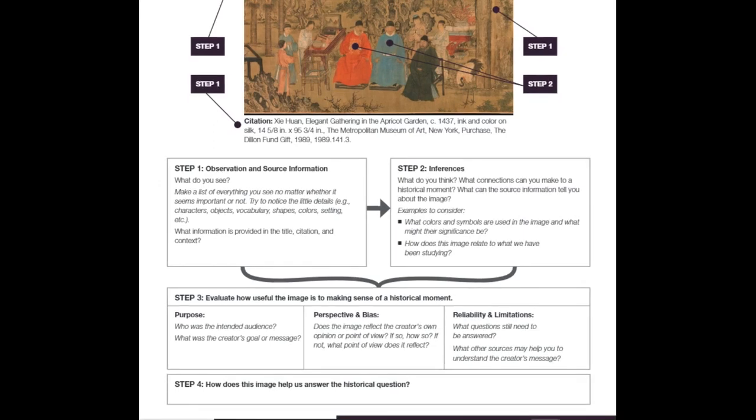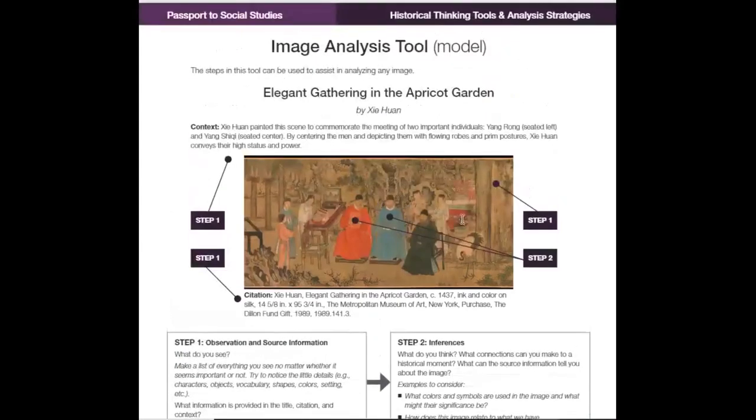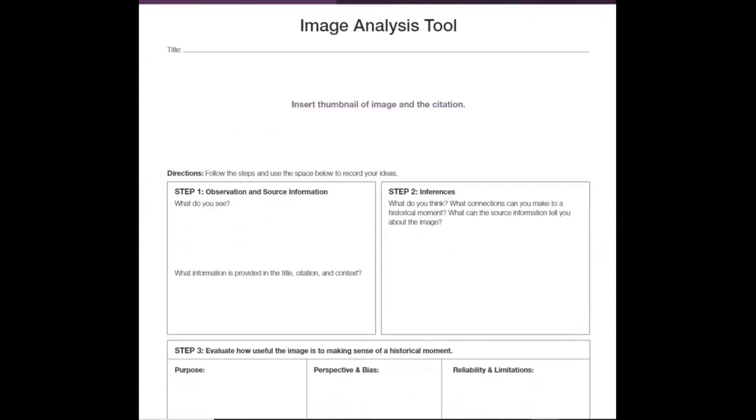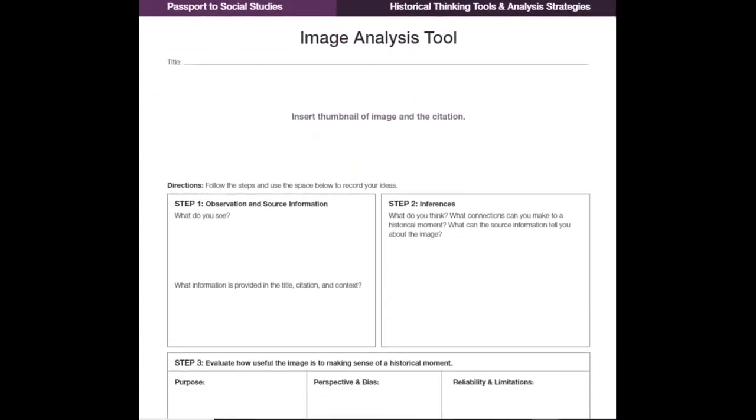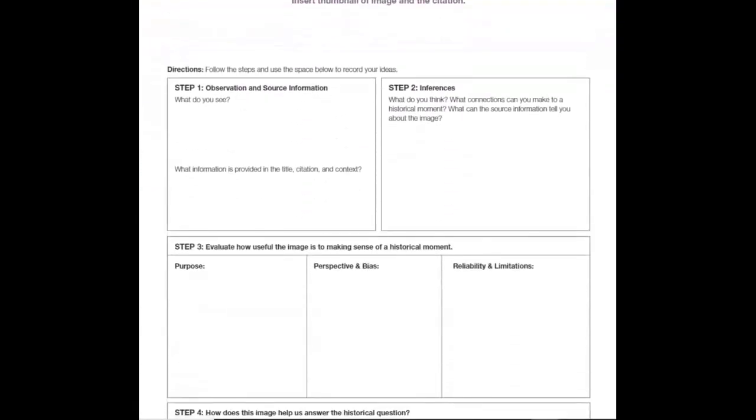In this particular lesson that we're taking apart, it would be which concept is best illustrated by an image, different concepts in regard to the 19th century: emancipation, enlightenment, imperialism, industrialization, nationalism, revolution, everything that fell within modernity. And the actual Passport to Social Studies historical thinking tools analysis strategies also provides teachers with an empty image analysis tool that you can adapt for yourself. Notice I'm working within Kami, so I'd be able to pull this out and edit, but that's for a different video, a different time.